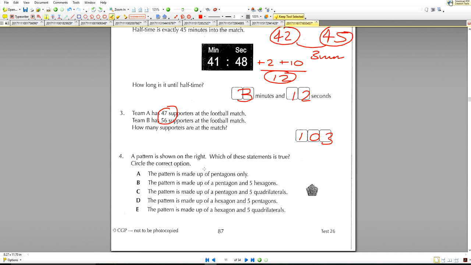Okay, question number 4. A pattern is shown on the right. Which of these statements is true? Circle the correct option. Okay, in this particular image, there are some shapes missing from the image.